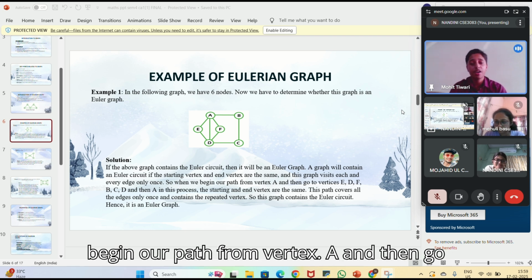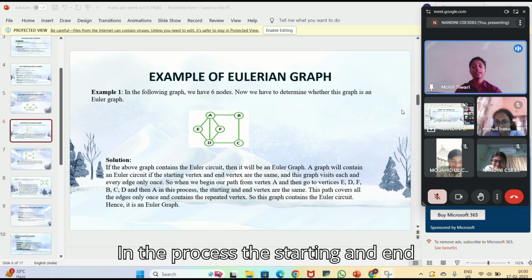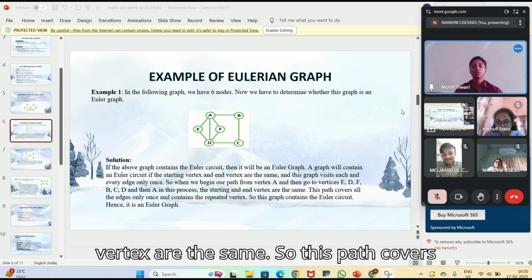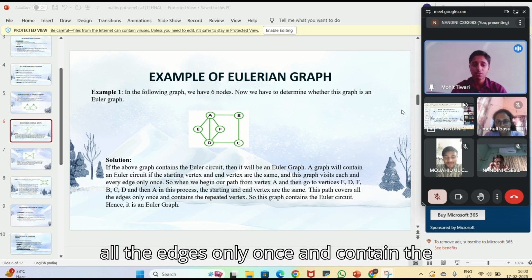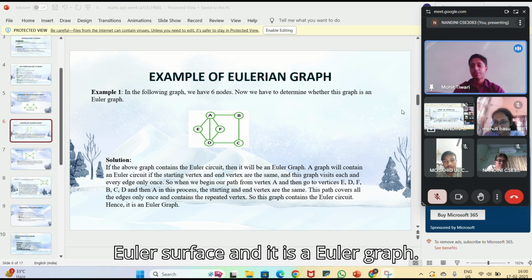So when we begin our path from vertex A and then go to the vertices E, D, F, B, C, D, and then A, the starting and end vertex are the same. So this path covers all the edges only once and contains repeated vertices. So this graph contains the Euler circuit, hence it is an Euler graph.